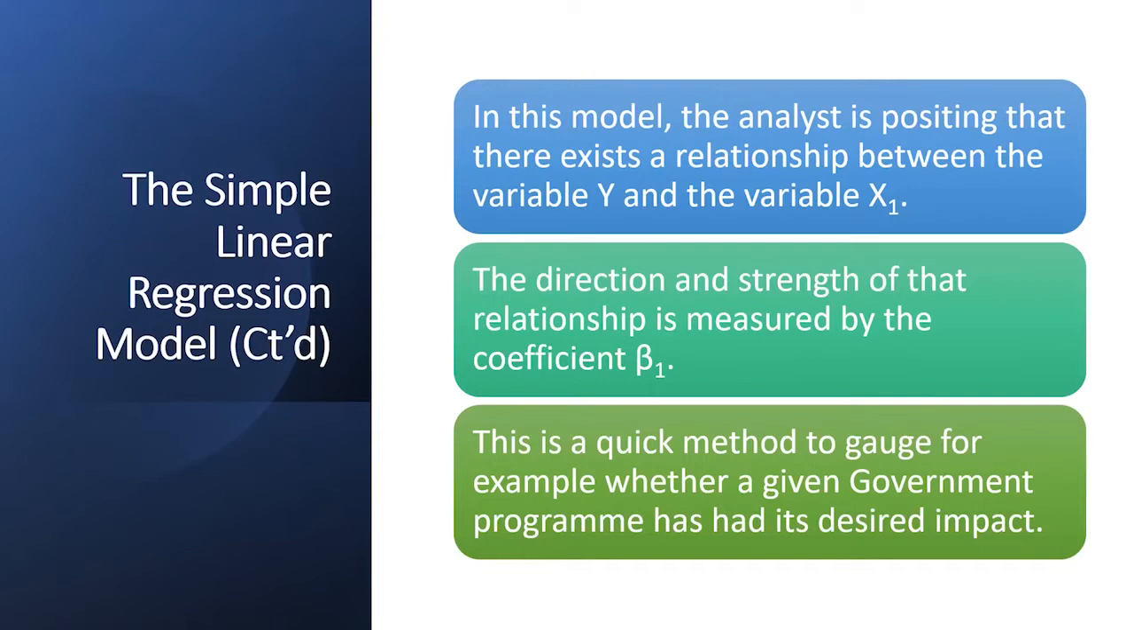So what it means essentially as an analyst is that you are positing, you are hypothesizing, you are assuming that there is a relationship between the dependent variable y and the exogenous variable x1, okay? So that's your hypothesis. The direction and strength of that relationship is measured by the coefficient beta 1. So beta 1 could be 0, it could be positive, it could be negative, but in any case, for us to say that there is any type of relationship, we also need to measure the significance of that relationship. So we will see that.